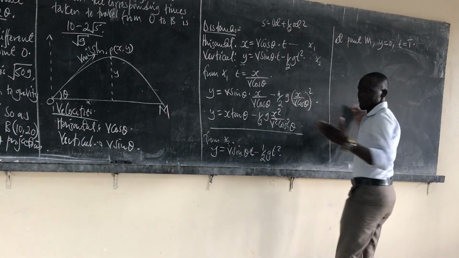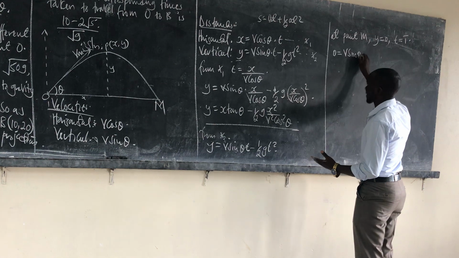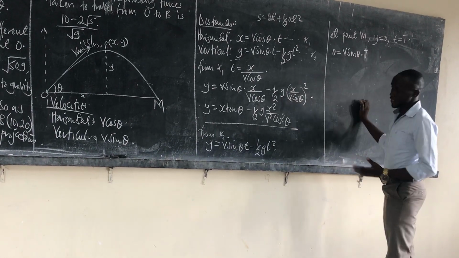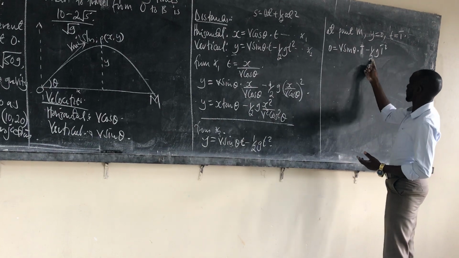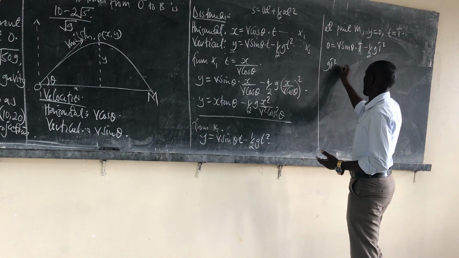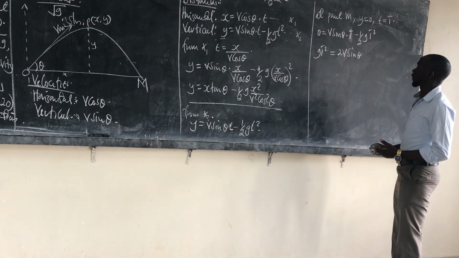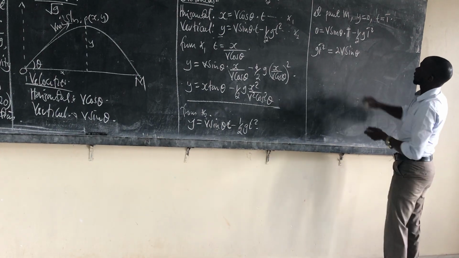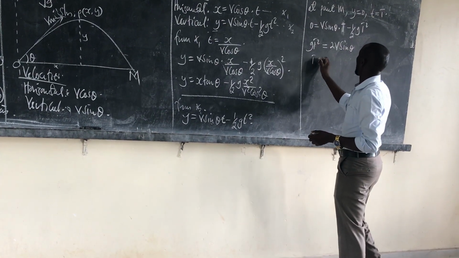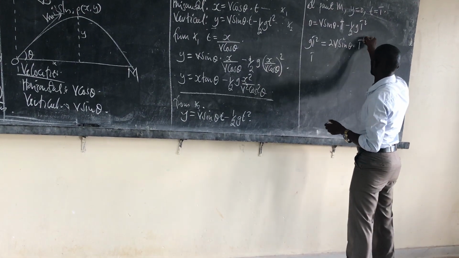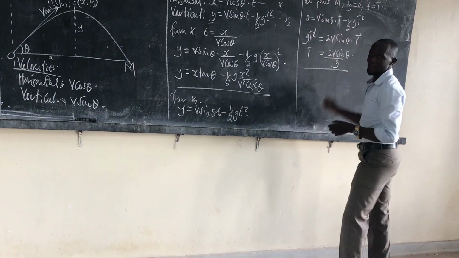If that happens, do the substitutions. So we shall have 0 giving us v sine theta times capital T, minus a half g T squared. When you multiply through by the LCM, which is 2, you're going to get g T squared giving us twice v sine theta times T. So if that is the case, this one goes the other side. Now this T will cancel, so T will be 2v sine theta out of g. This will be the time of flight that we need.